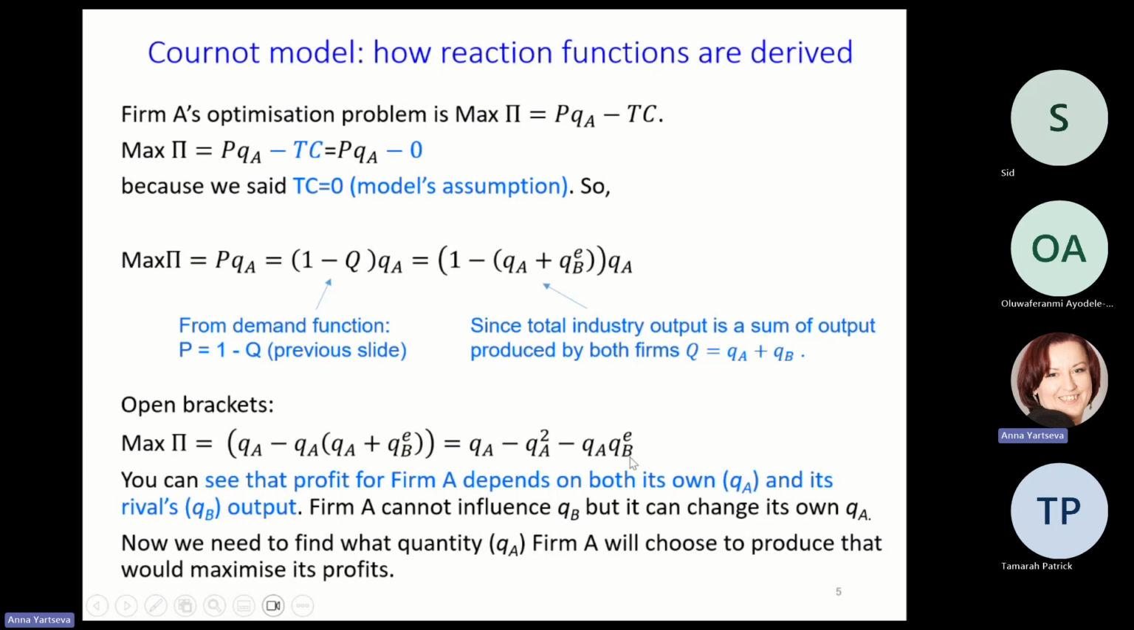And the same is true for the second company, for company B, because they're facing the symmetrical situation, so they will have absolutely the same outcome, right? We cannot influence company B output, we cannot affect QB production level, but we can adjust our own QA, right? So we'll need to figure out what we'll need to select in order to maximize our profit, given our expectation of what our rivals will produce.